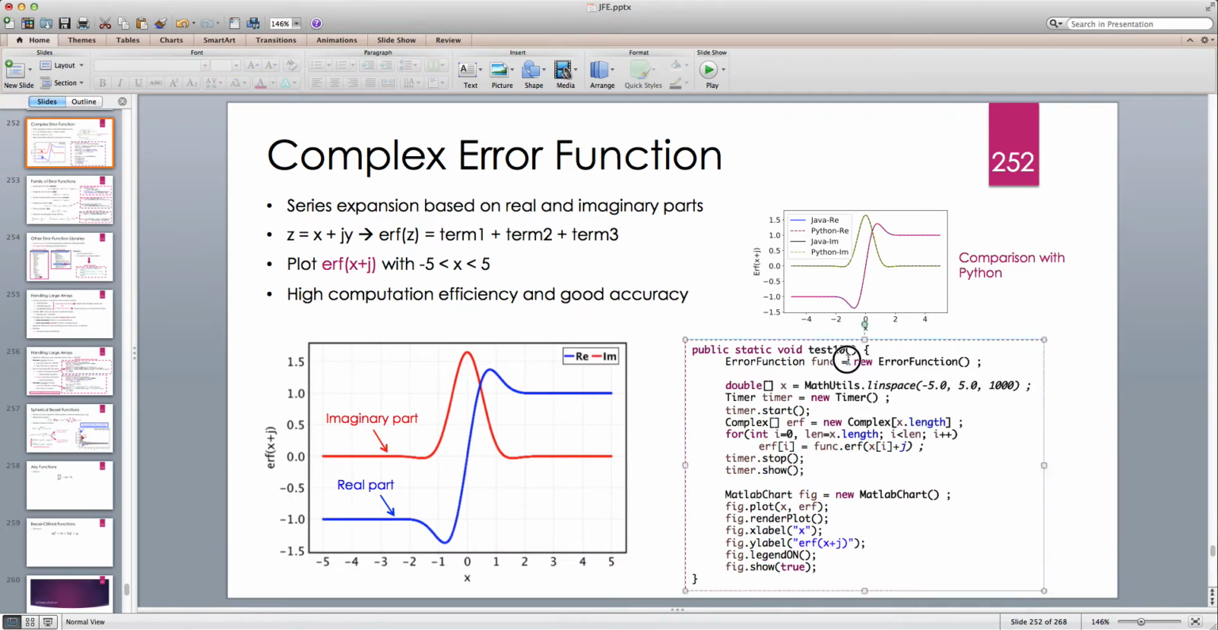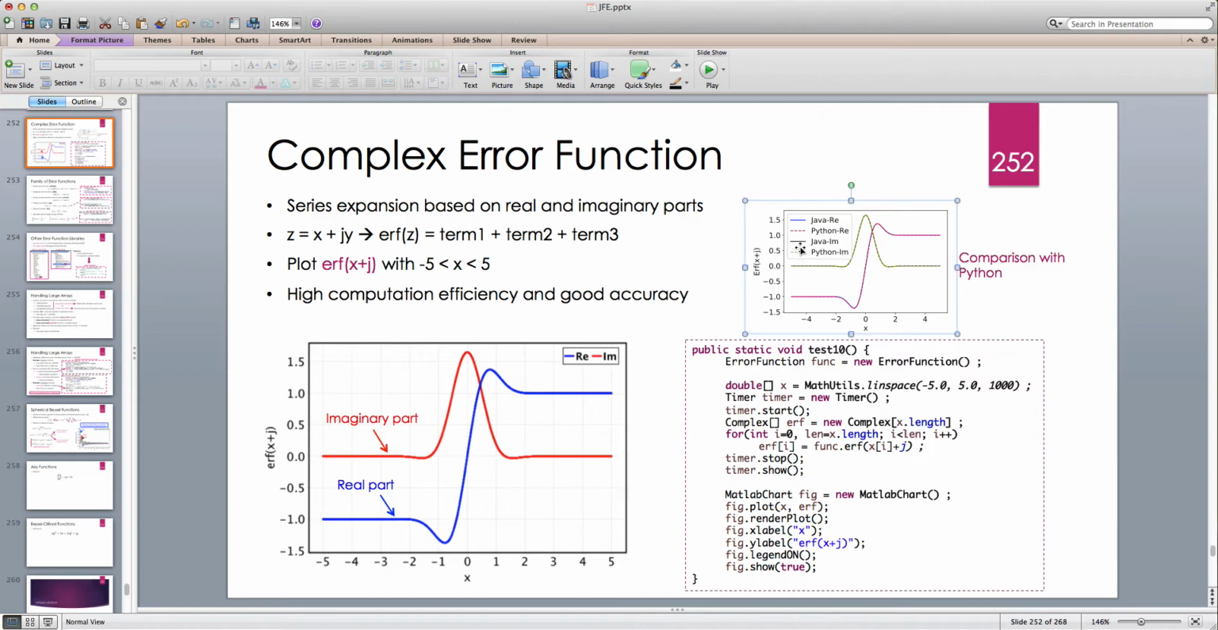So here's the code that I wrote. X goes from minus 5 to 5. Error function at I, which is a complex array, is evaluating the error function for complex numbers xi plus j, right? So for all these complex numbers, the imaginary part is 1, and then I plot it. The red one is the imaginary part, and the blue one is the real part. Now you see the real part can actually oscillate and get out of the minus 1 to 1 range.